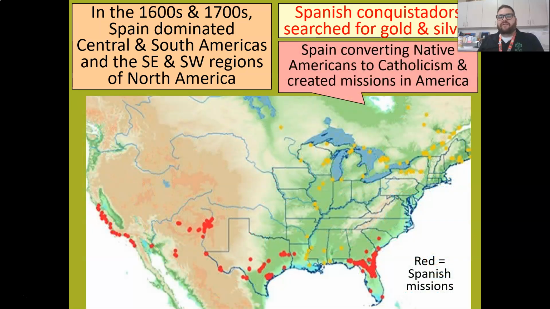This is a map of when and where the Spanish set up missions or religious centers and churches for the conversion of Native Americans to Catholicism. So anywhere that there was red is where the Spanish set up a mission, or these religious centers of the settlements.